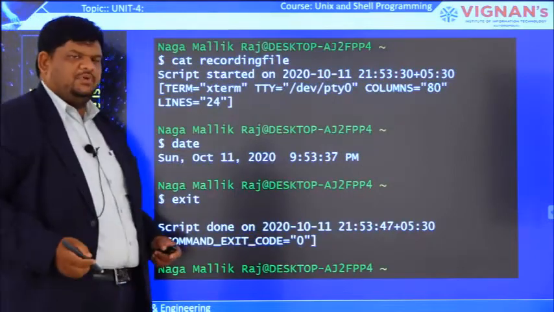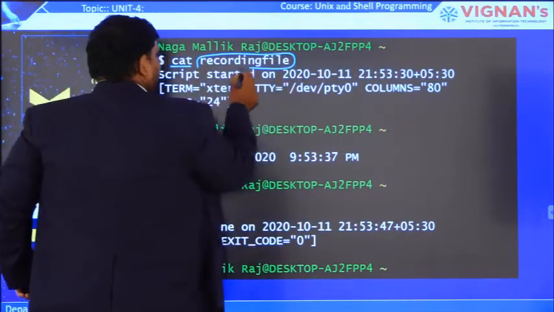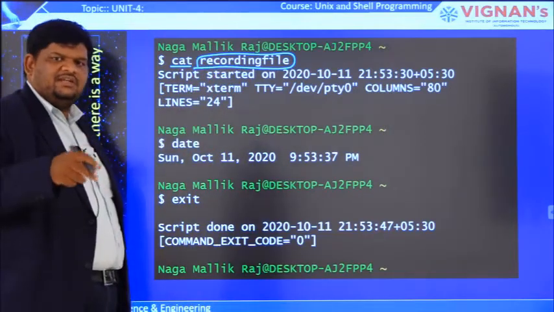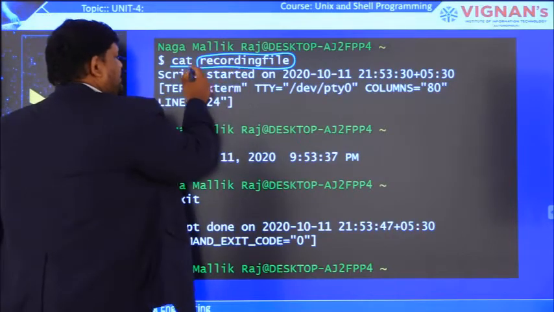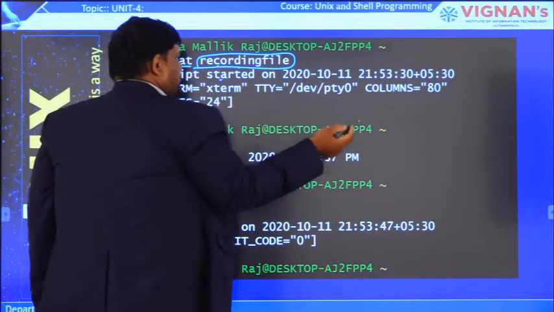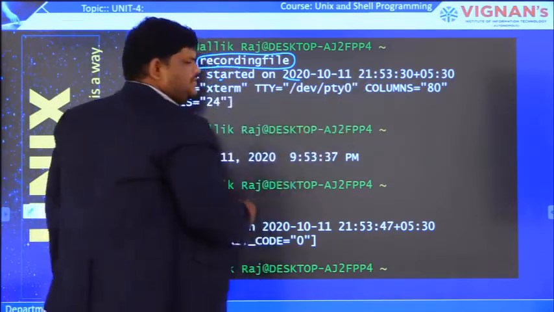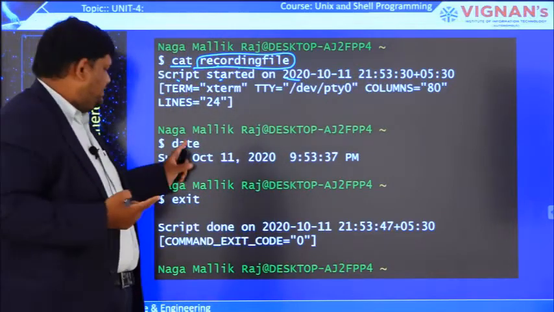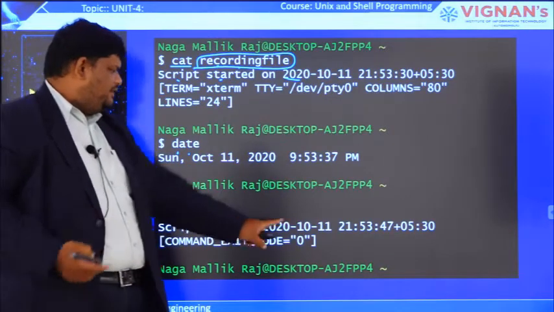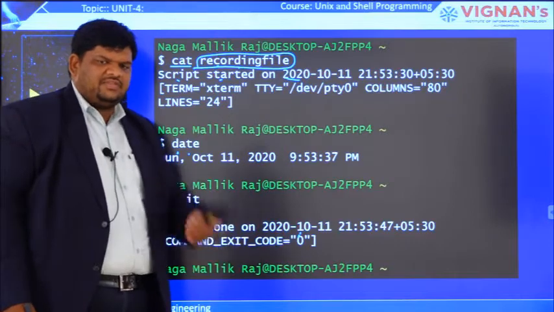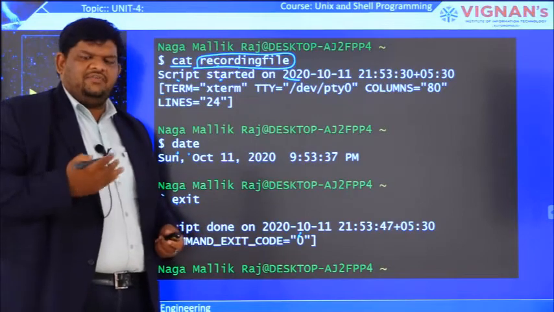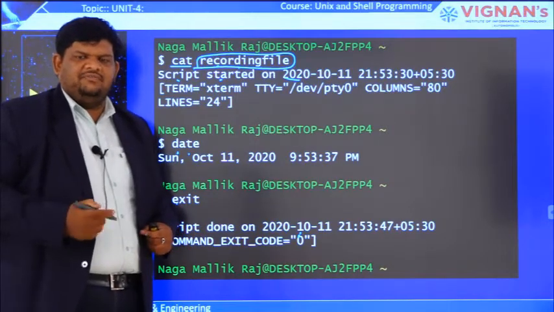How do we check the output? cat space recordingfile, because in the previous step we used script space recordingfile, providing a file name. So here we provide that file name: cat recordingfile. Again it gives a very clear message: script started, with the time and date of when you started recording. I executed only one command, the date command, and that is recorded, and then I exited. When I exited, that information is also displayed. In this way, with the help of the script command, we can record our entire session, whatever activities we do on the terminal.